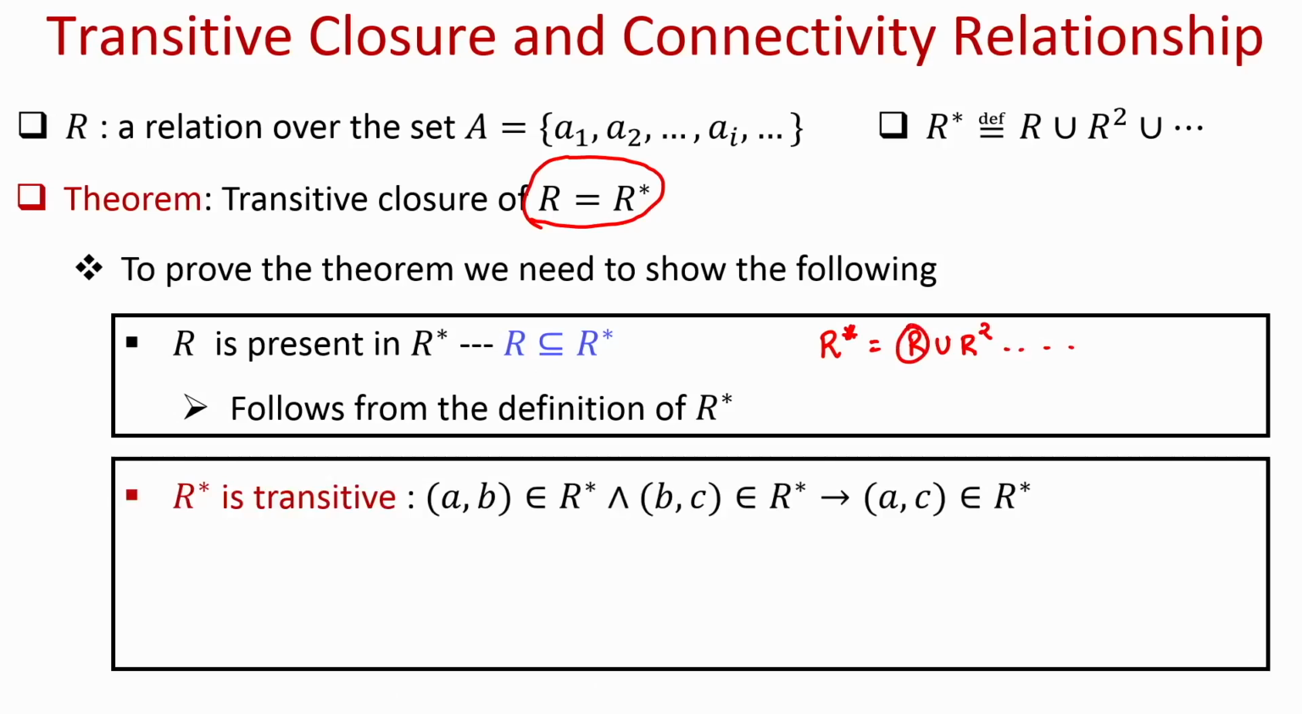The second thing that we have to prove is that indeed this expanded relation R, which is R star, satisfies the transitivity property.